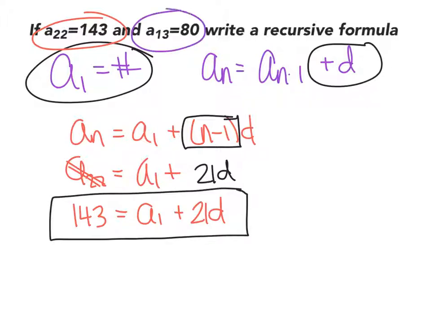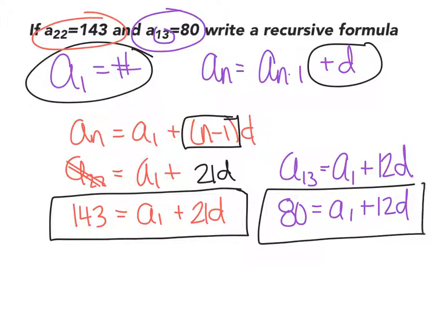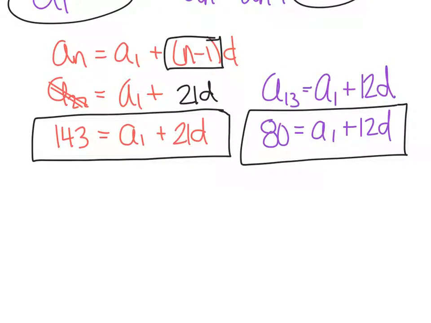Now let's take the other term. A sub 13 equals a sub 1 plus n minus 1. So 13 minus 1 is 12 times d. And I know a sub 13 is 80. So 80 equals a sub 1 plus 12d. And again, that's as far as I can go on that one. So now we're back to a system where we're going to solve one equation and substitute it into the other. And it doesn't matter which one you solve for a sub 1 or d. To me, I think it's obvious to solve for a sub 1.